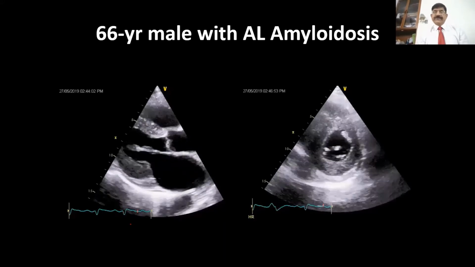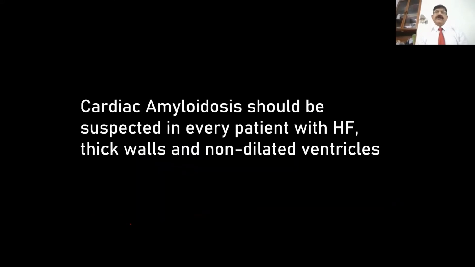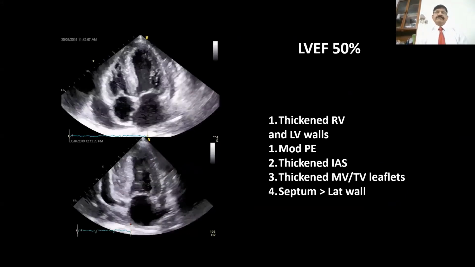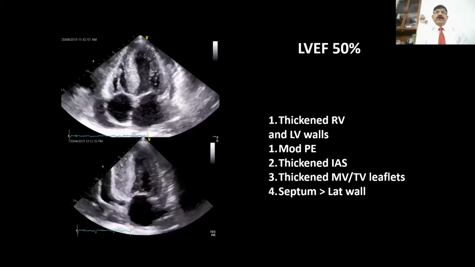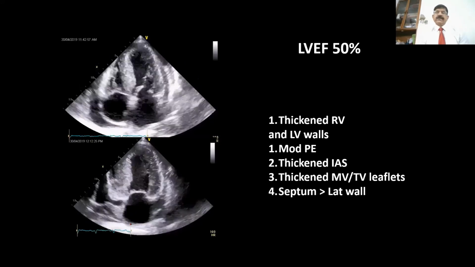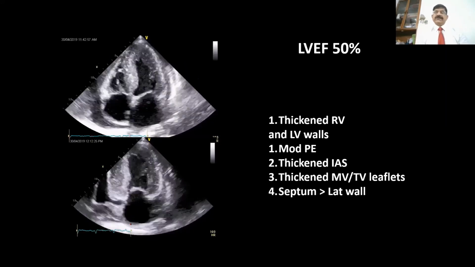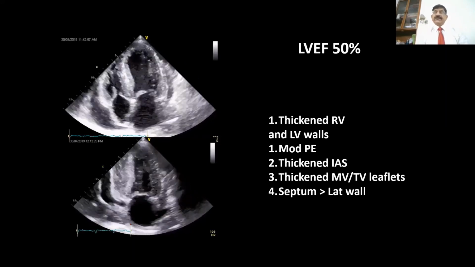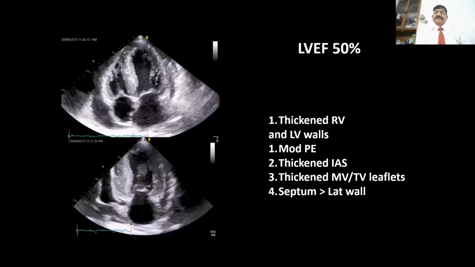We need to differentiate amyloidosis from hypertrophic cardiomyopathy and hypertension. But before that, I must say cardiac amyloidosis should be suspected in every patient with heart failure and thick wall ventricle which is non-dilated. Classic example, these people not only have left ventricle walls which are thickened, but right ventricle walls are thick. Moderate pericardial effusion is common, thick interatrial septum, thick mitral and tricuspid valves, and septal thickness may be more than lateral wall.